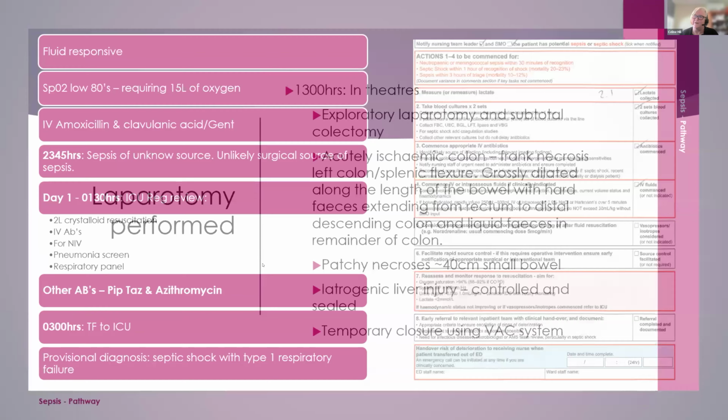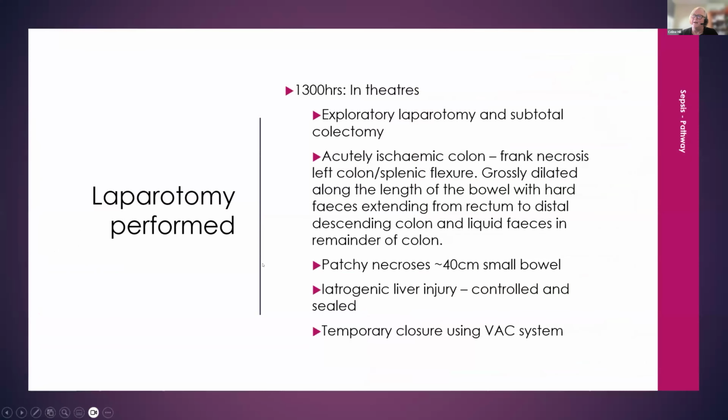provisional with respiratory failure. She had a laparotomy at 1300, so we're nearly 24 hours into her admission, and it showed quite frank necrosis of the left colon and splenic flexure, as you can read there, and some patchy necrosis of the small bowel. Unfortunately, she also suffered an iatrogenic liver injury, which was controlled and sealed, and they applied a VAC system, a wound closure system.